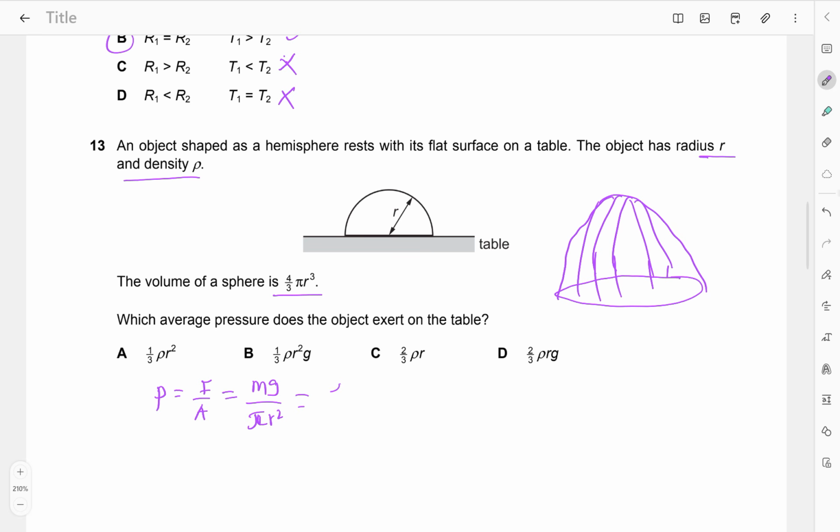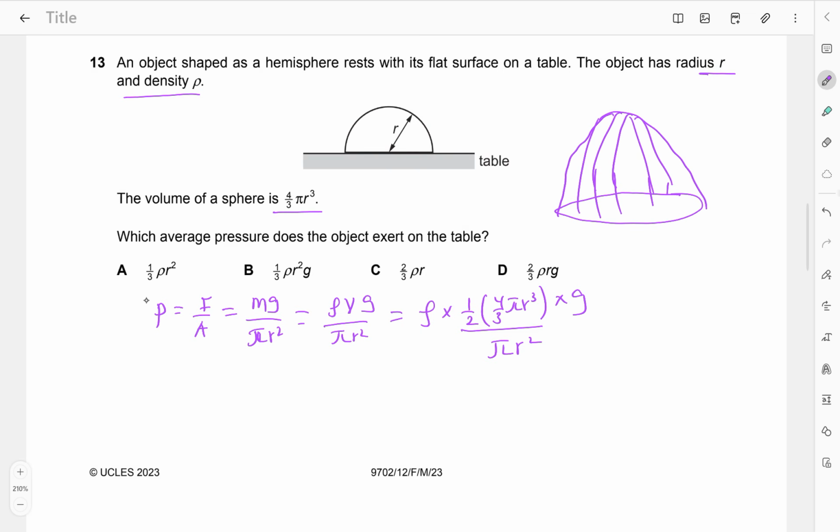Then the mass is density times volume, then times g over pi r squared. Now we are substituting for the volume. The volume of a sphere is 4 over 3 pi r cubed. That means the volume of a hemisphere is a half of that. So this will be density times a half of the volume of a sphere, which is 4 over 3 pi r cubed. This is the volume of a hemisphere. Then times g divided by pi r squared.